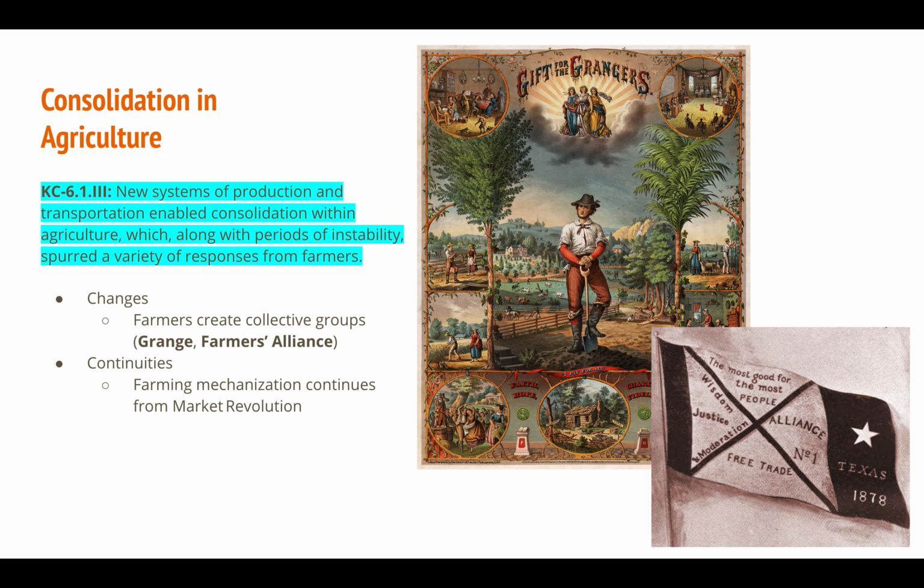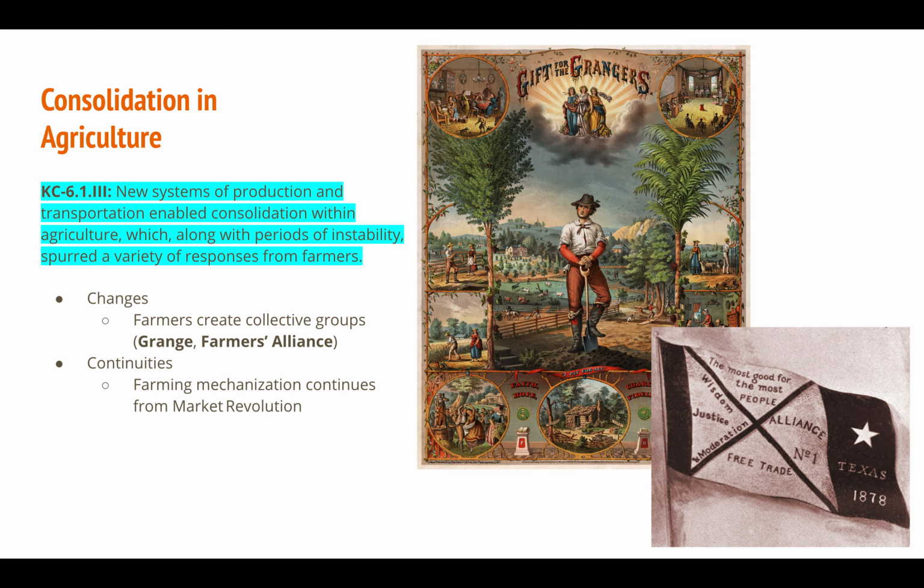All right, so new systems of production and transportation enabled consolidation within agriculture, which along with periods of instability, spurred a variety of responses from farmers. So the main response from farmers that we saw in this period was the creation of the Grange and the Farmers Alliance. These are collective groups that are now advocating specifically for farmers. There will be some limited success in passing Granger laws in the West and in parts of the South, but they're going to be limited, and some of them are going to be deemed unconstitutional by the Supreme Court.